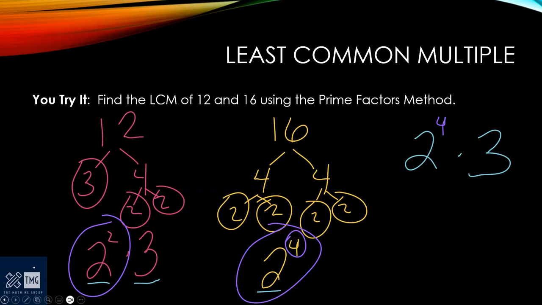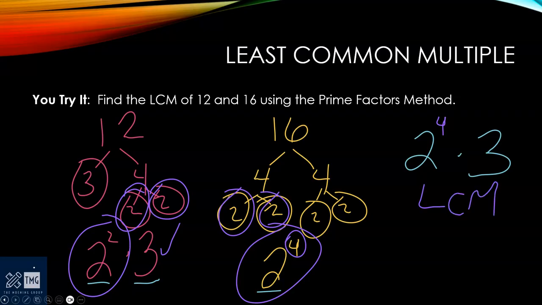The reason this works is because 12 only has 2 2's, right? And so those 2's will fit inside of 16. 2 times 2 is 4. 4 fits into 16, so it's okay. It's already accounted for. So that's why we want the bigger exponent. So 2 to the 4th times 3, because here's the 1 3 right over here. So this is my least common multiple.